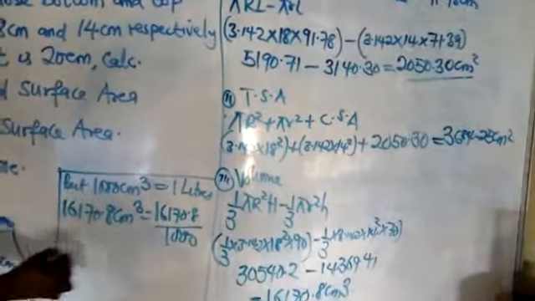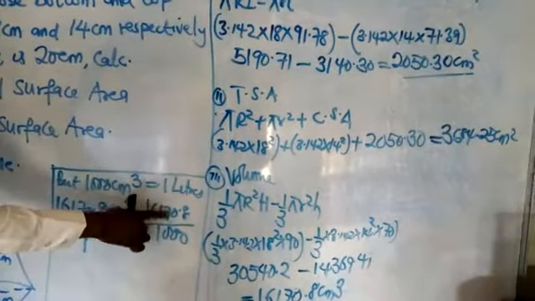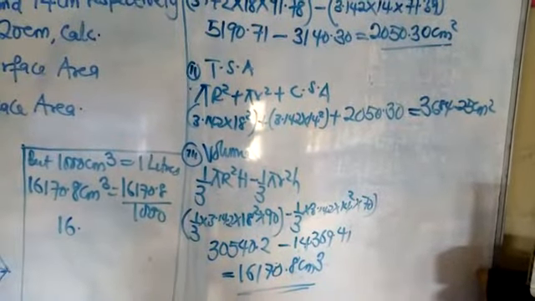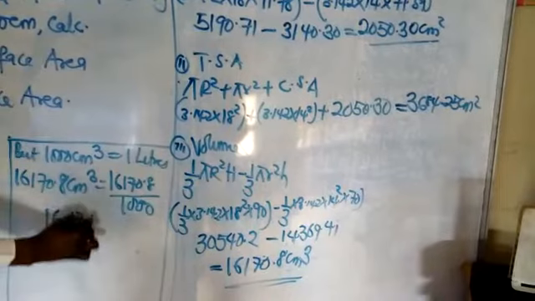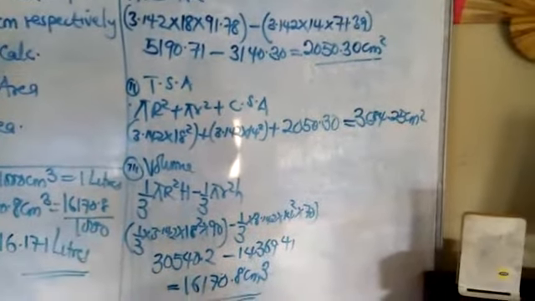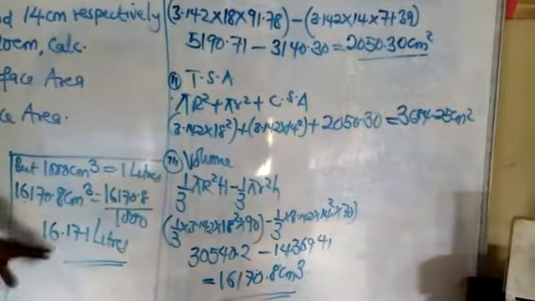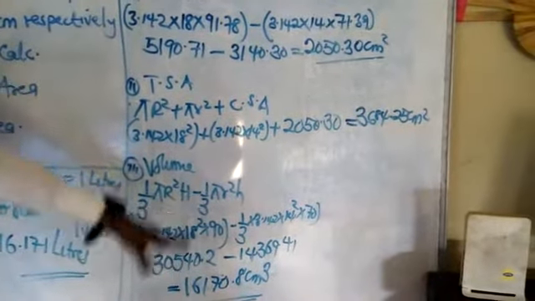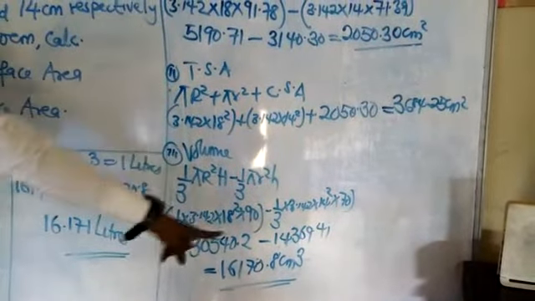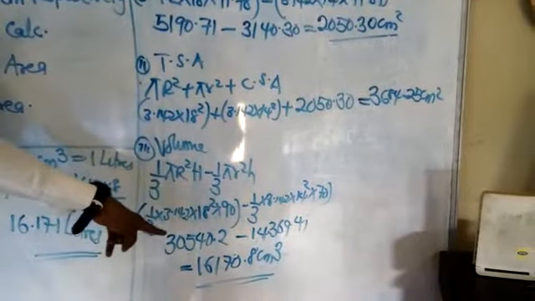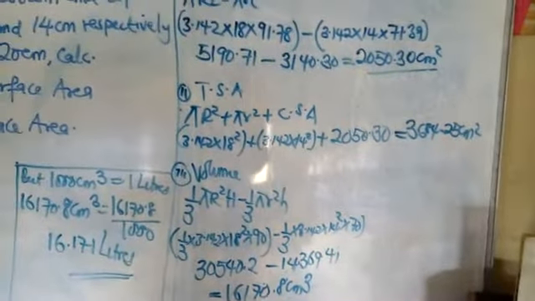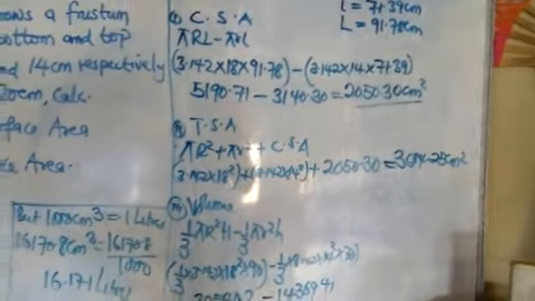So the liters now will become 16170.8, you move the decimal 1, 2, 3 places. It becomes 16.171 liters. So this becomes the volume of the frustum of the cone in liters. This is in cube centimeter. This is in liter. Always leave your answer in liters. So after getting your volume in cubic centimeter, divide by 1000 to change it to liters. So this is how to apply the formulas on the frustum of the cone in solving problems.